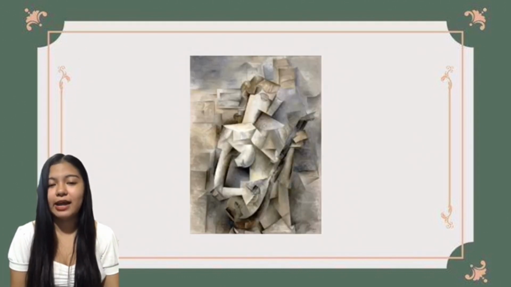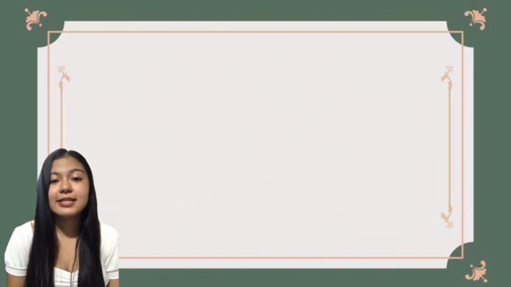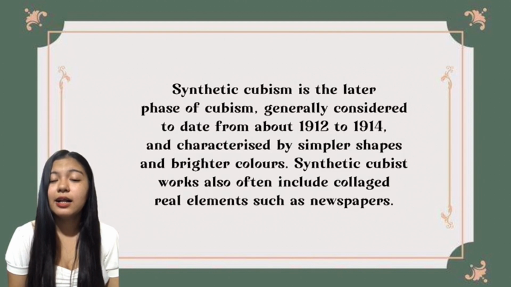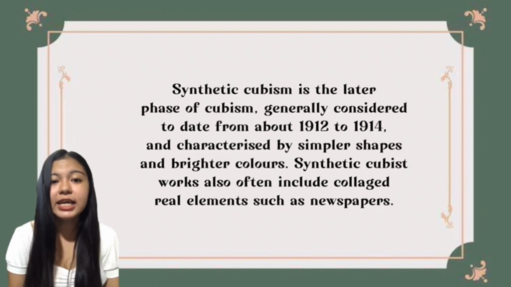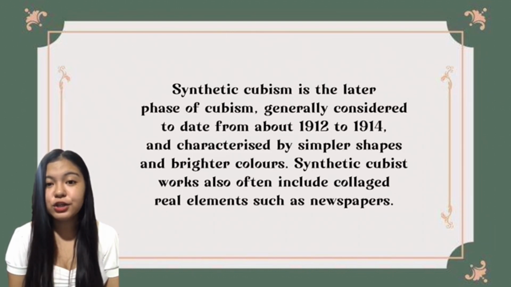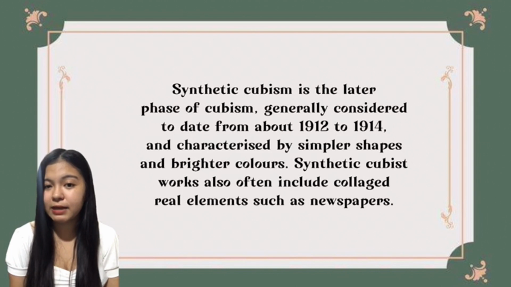So, when we say Synthetic Cubism, it is the later phase of Cubism, generally considered to date from about 1912 to 1914 and characterized by simpler shapes and brighter colors. So Synthetic Cubist works also often include collage, real elements such as newspaper.